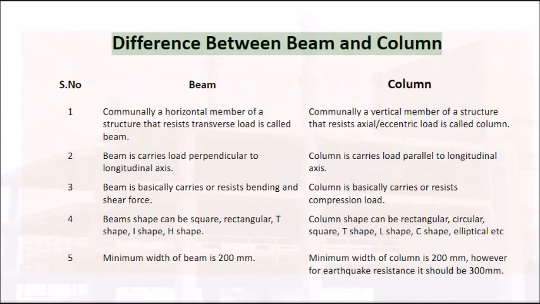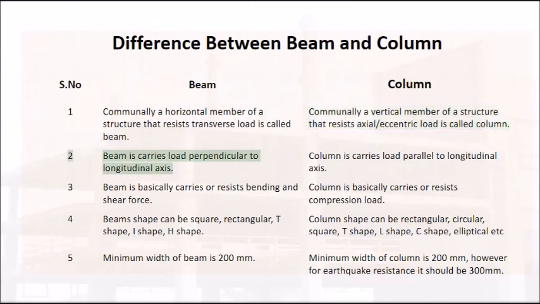Difference between beam and column. Number, beam, column. 1. Commonly, a horizontal member of a structure that resists transverse load is called a beam. Commonly, a vertical member of a structure that resists axial eccentric load is called a column.